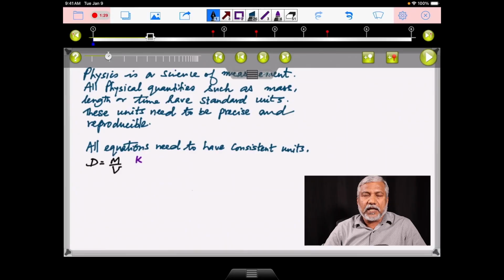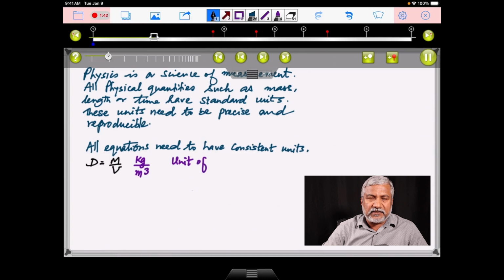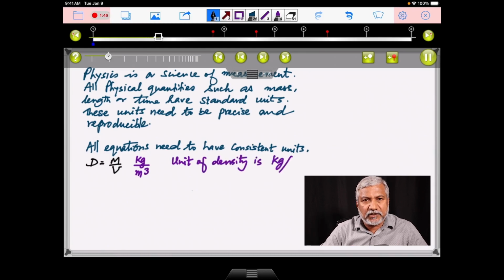For example, if density is mass divided by volume, and you substitute the unit of mass, which is kilogram, and volume in meter cube, then we know that the unit of density is kilogram per meter cube. So all units need to be consistent.